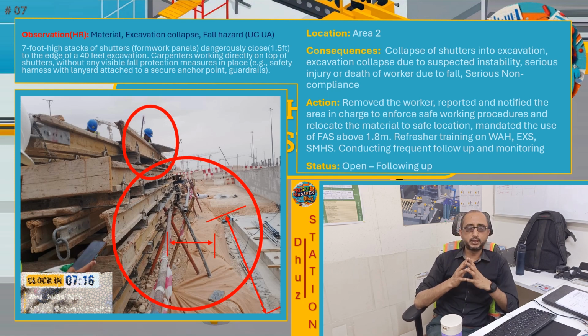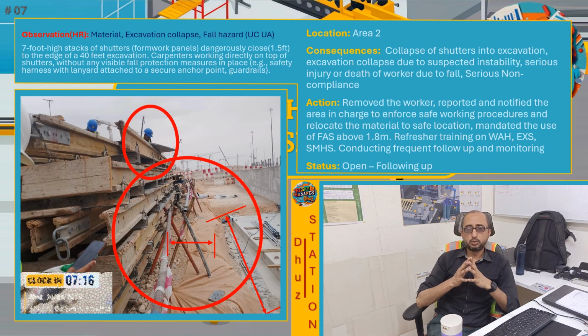Here in this situation, we can see that our construction team removed big heavy shutters, approximately 1 ton each, and then stacked them very close to the edges of the excavation, at some points only 1.5 feet away. The height of the stacking is also exceeding the height of the barrier, reaching 7 feet. At the same time, carpenters are doing some fixing work on top of the shutters without any fall protection or fall arrest system. So this situation is posing a serious fall hazard, excavation collapse, material collapse, and also serious non-compliance.